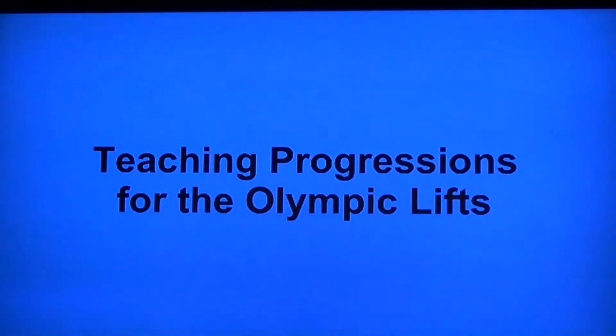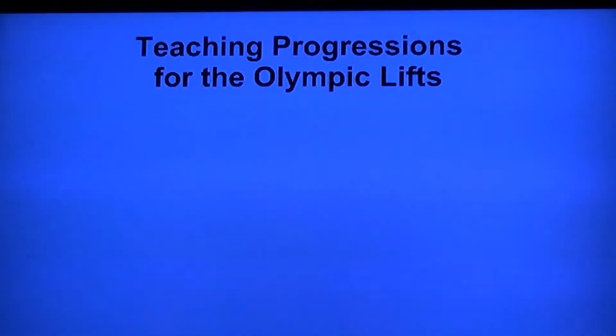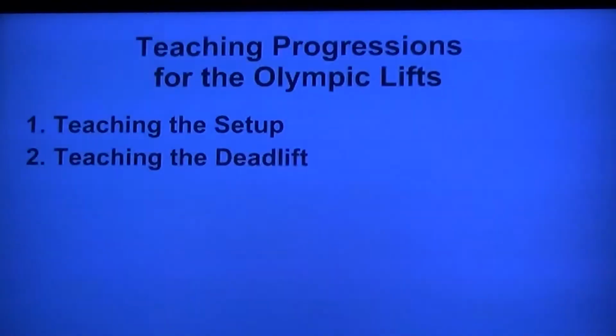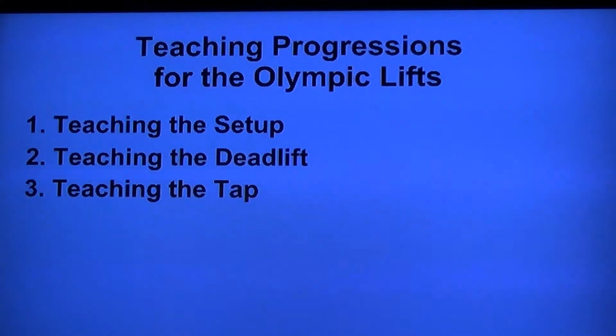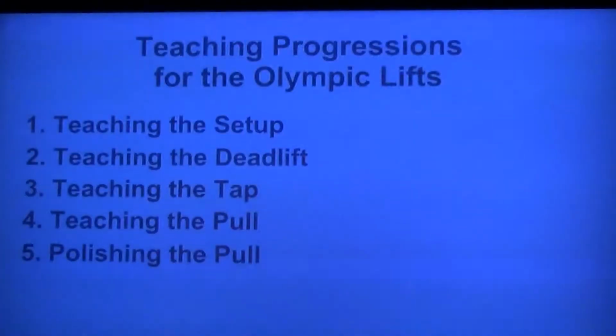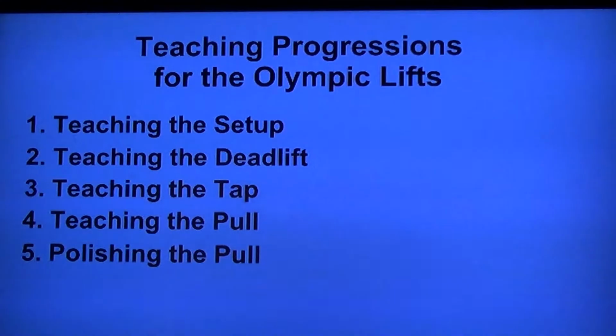Now, let's examine the teaching progressions for the Olympic lifts. There are 7 steps to this teaching progression. First, the setup is taught. Secondly, the deadlift is taught to introduce the beginning of the pull. Third, the tap is taught to ensure the proper shifting of body parts to enable the hips to extend. Fourth, the pull is taught. Fifth, time is taken to polish or correct the pull.